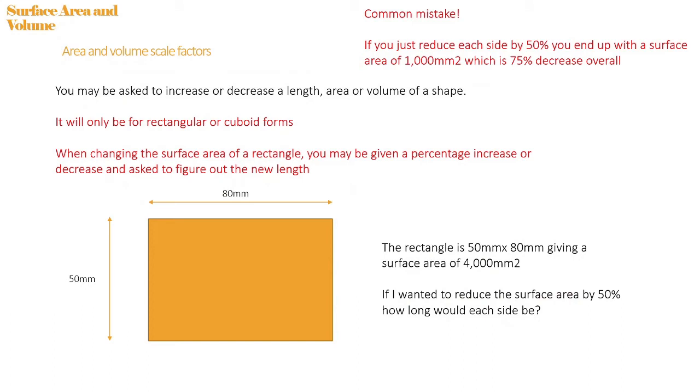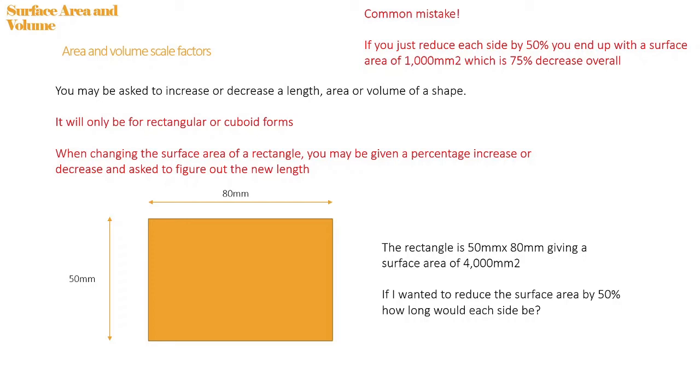areas and volume scale factors. So you maybe have to increase or decrease a length, area, or volume of a shape. So it may give you, like we talked about before with the dice and it shrinking and that type of thing. So it will typically only be for rectangular or cuboid forms. When changing the surface area of a rectangle, you may be given a percentage increase or decrease and asked to figure out the new length.